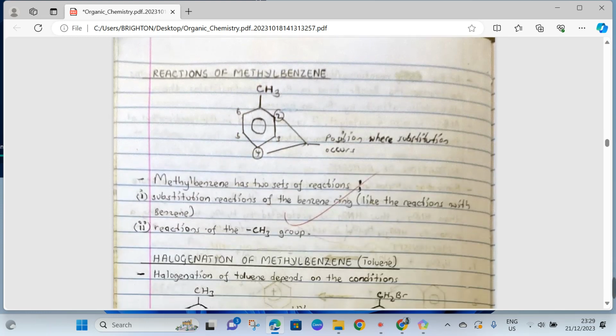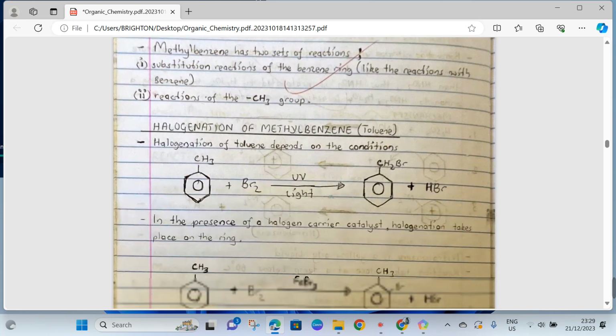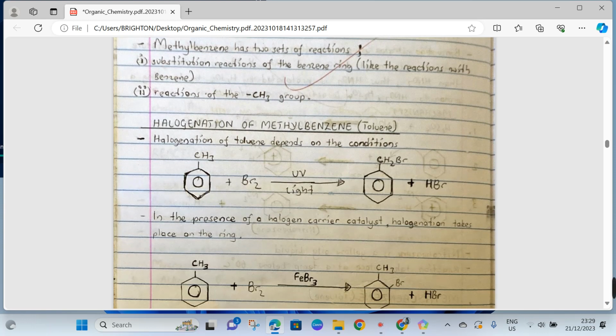So now let us talk about the reactions of methylbenzene. Methylbenzene has two sets of reactions. One, the substitution along the benzene ring, and the reactions of the CH3 group itself. So I want to talk about halogenation here. Say you take a halogen, any halogen, chlorine or bromine, and that reacts with the methylbenzene in the presence of UV light. There's a substitution that takes place along the methyl group here. It's a free radical mechanism that takes place, right?